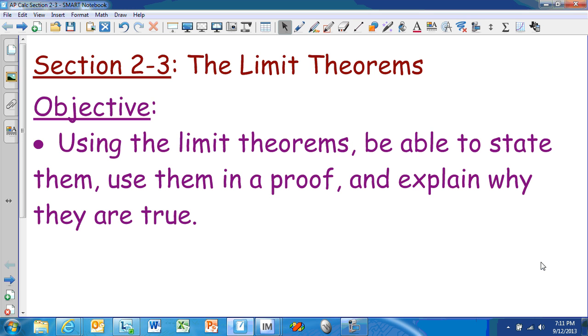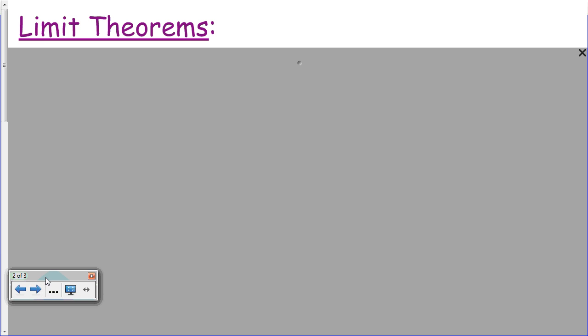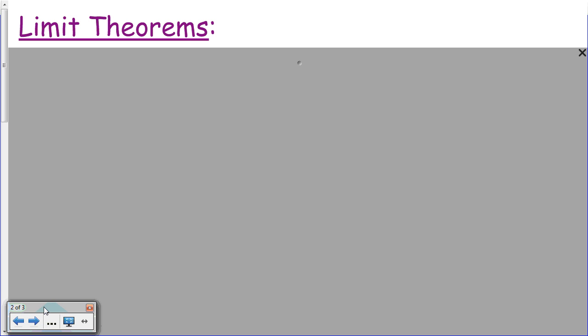Section 2-3, the limit theorems. The objective of this section is, using the limit theorems, to be able to state them, use them in a proof, and explain why they are true. So let's take a look at these limit theorems. These are on page 42 in your book.